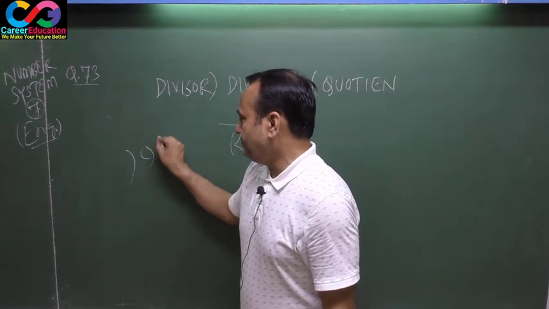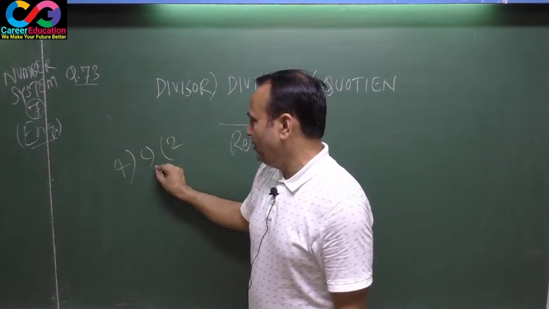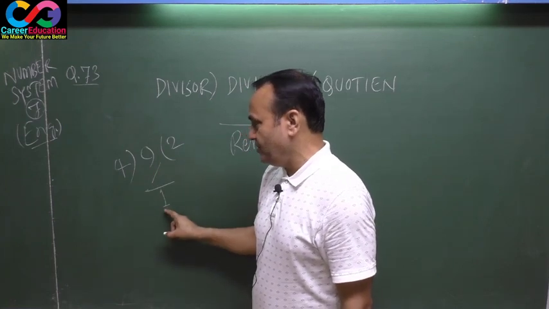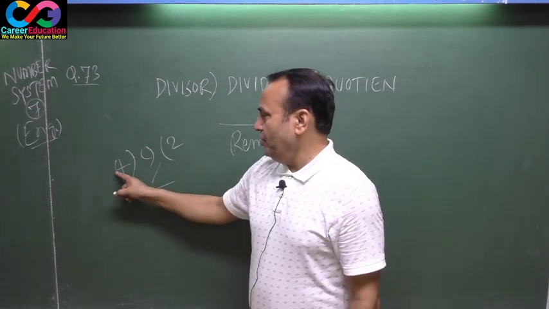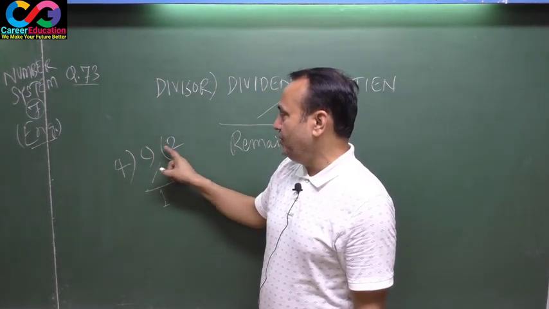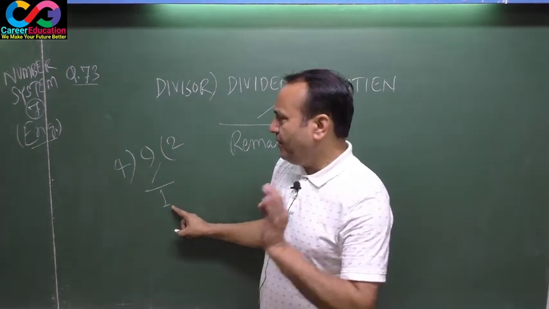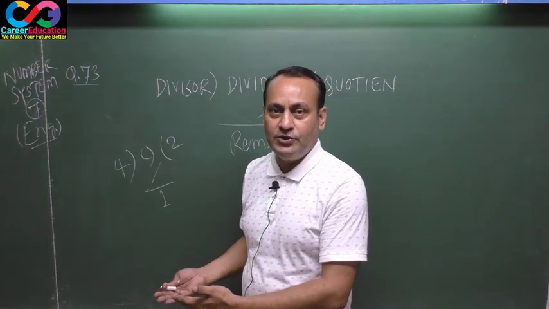This is 9 divided by 4, here will be 2, and here will be only 1. 4 2s are 8, 9 minus 8 is 1 here, okay? That means 4 is your divisor, 9 is your dividend, 2 is your quotient, and 1 is your remainder. Whenever the number is completely divisible by the divisor, the remainder comes only 0.